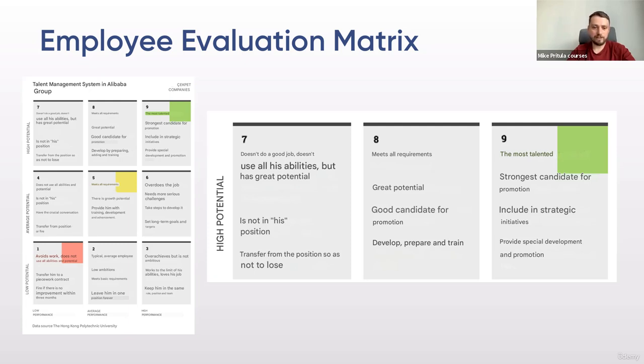So we have 9 cells in which all employees of the company are placed, with each employee falling into only one of the 9 cells. These cells are divided by people's performance and potential. Accordingly, the highest potential and highest performing employees fall into the top right box. And then you can work with them.